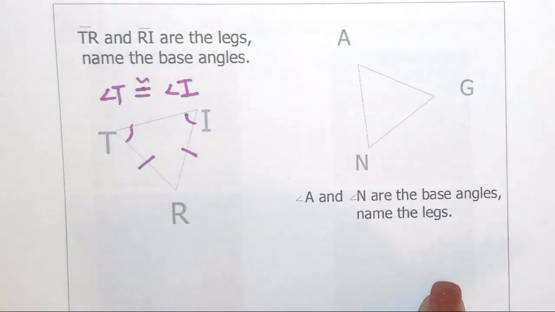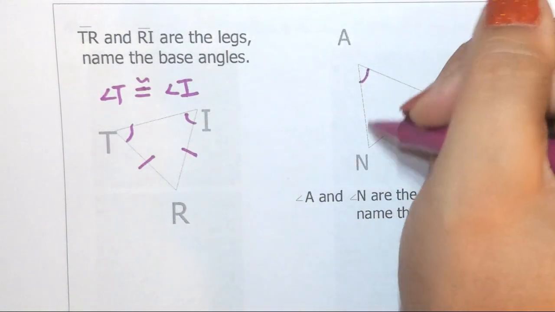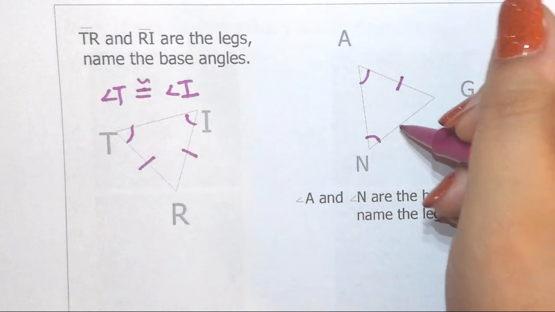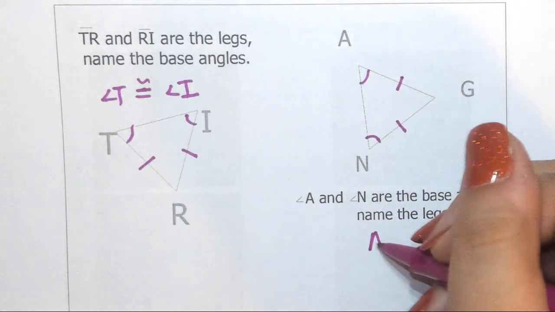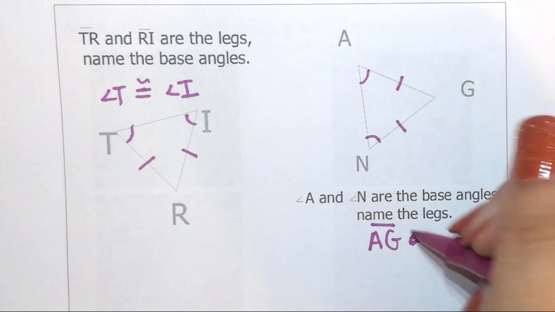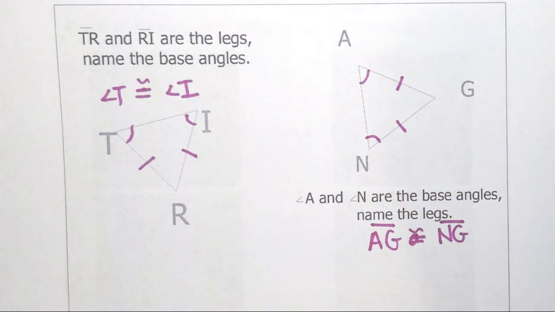Okay, now over here, I have triangle ANG. If angle A and angle N are base angles, what do we know about these two angles? They're congruent. And then, what are my legs? And please make sure when you write these, they are segments. So AG would be congruent to NG. Does that make sense? Any questions?